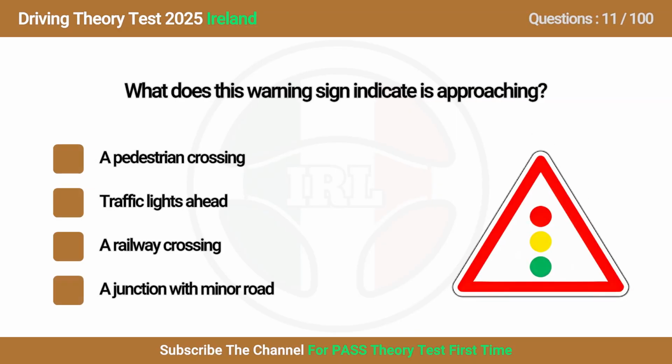Question 11. What does this warning sign indicate is approaching? A. A pedestrian crossing. B. Traffic lights ahead. C. A railway crossing. D. A junction with minor road.